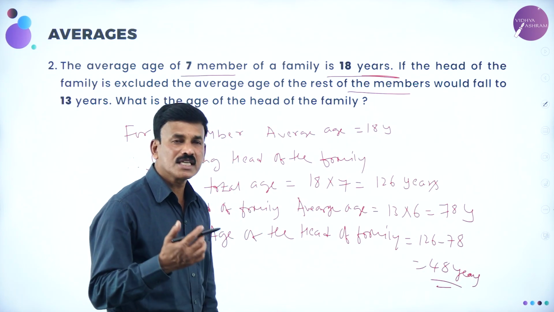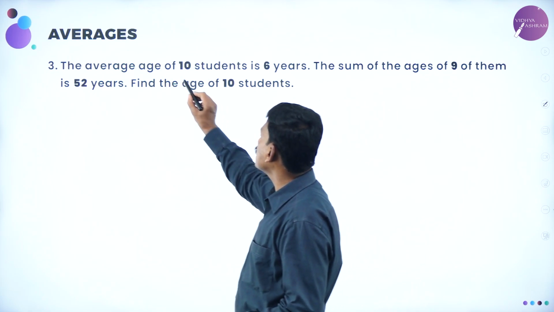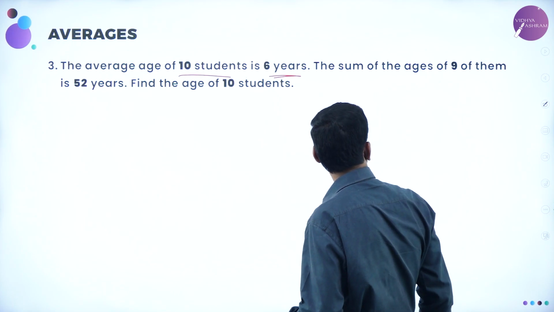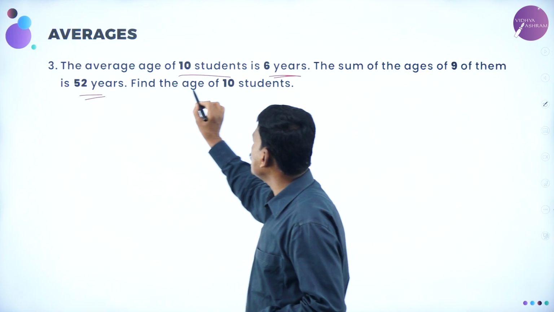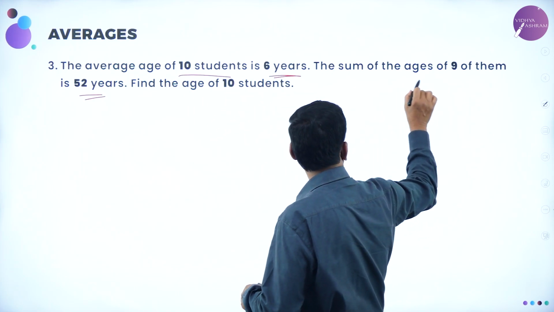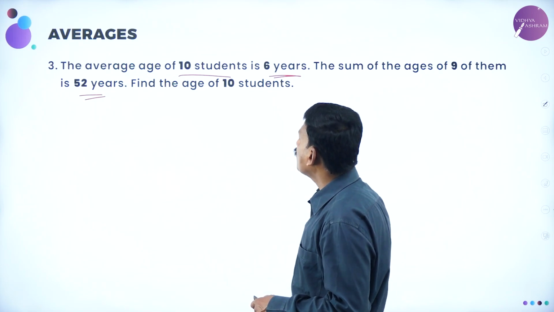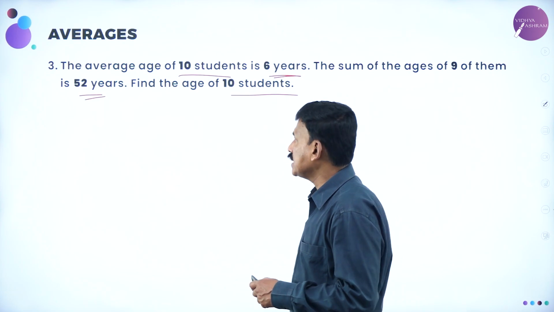Now, let us move on to the next problem. What is the problem given here? The average age of 10 students is 6 years. The sum of the ages of 9 of them is 52 years. Find the age of the 10th student. So, we have to find the age of the 10th student.